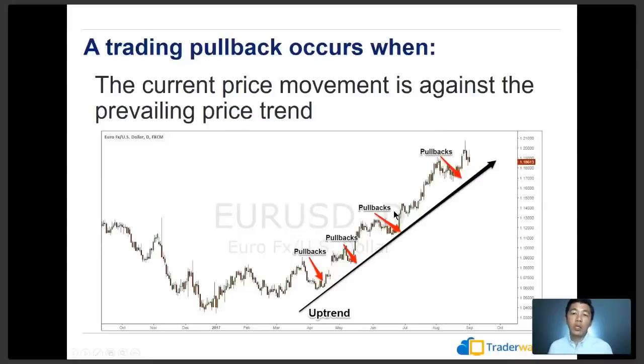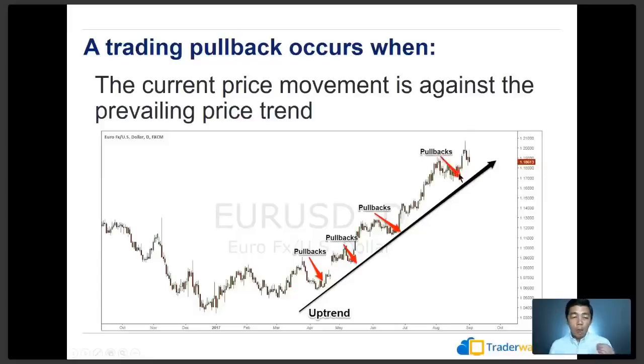And how do we identify a pullback? Remember, a pullback is the current price movement that is going against the prevailing price trend. So the prevailing price trend is up. So any pulling back of the price that is opposite of this uptrend, which in this case is a downtrend, is what we call a pullback. All right, so as you can see over here, this is a pullback when it returns from the resistance to this support level before bouncing off. This is a pullback as well. This is a pullback, and this is also a pullback.